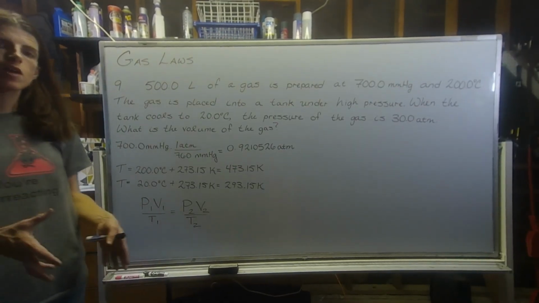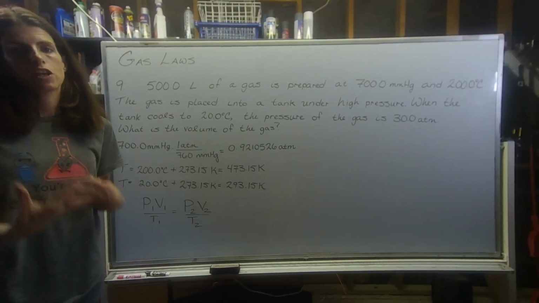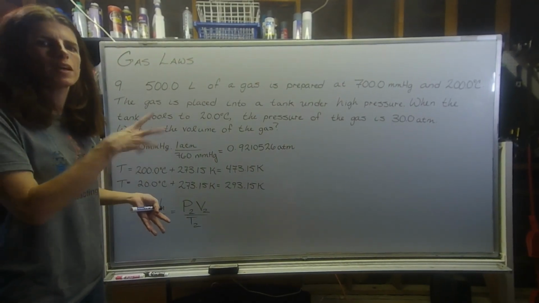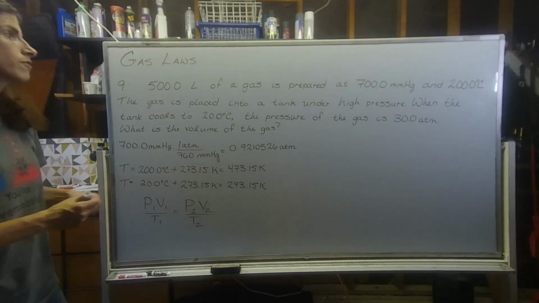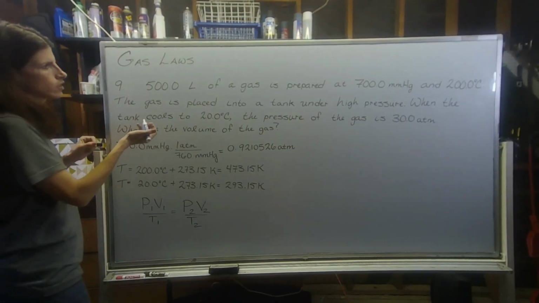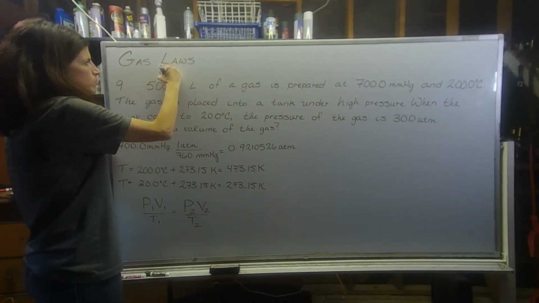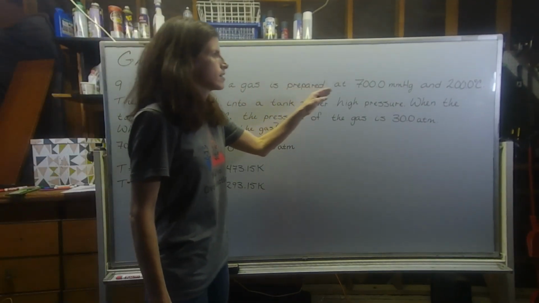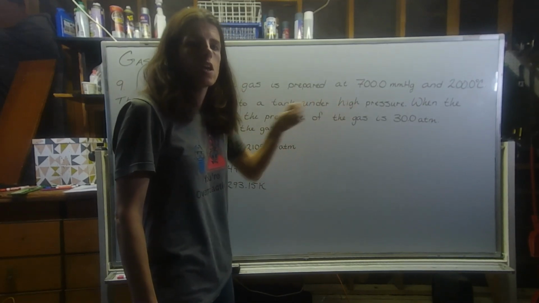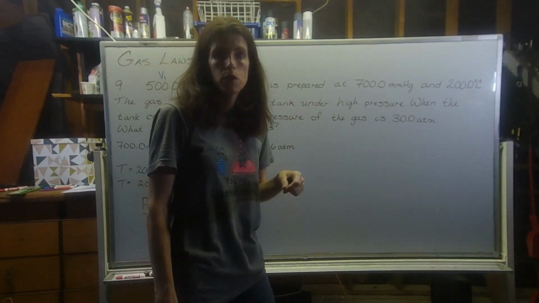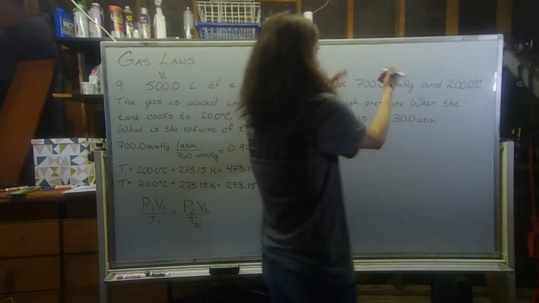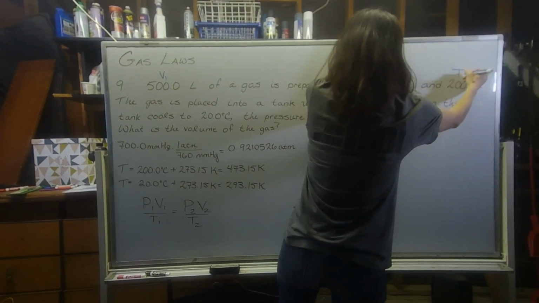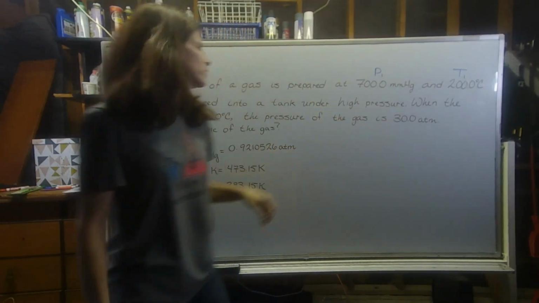Alrighty, so if you turn to number 9, we're going to do an example of the combined gas law. I always start these the same. As I'm reading through the problem, I like to label each of the values. So 500 liters sounds like a volume, given that it's liters, of a gas is prepared at 700 millimeters of mercury. So I just learned that millimeters of mercury is a pressure unit. So I'll put P1 there, and 200 degrees Celsius, that'll be my T1.